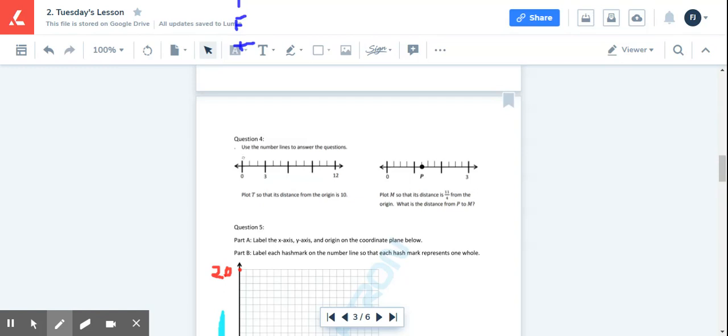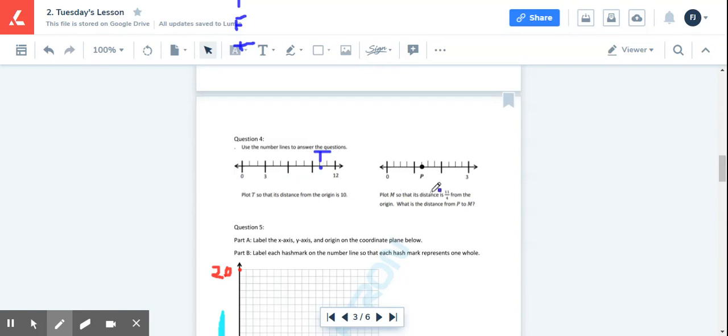And we're trying to figure out the distance from 0 to 10. So we want to plot t so that t is 10 away from the origin. 1, 2, 3, 4, 5, 6, 7, 8, 9, 10. So this is where we would plot t. T's distance from the origin is 10.